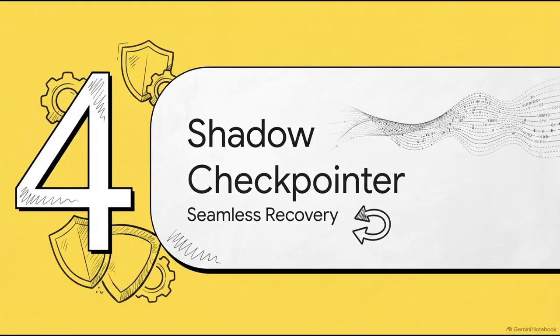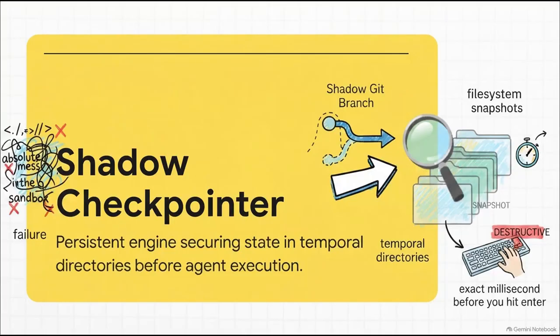Section 4. The Shadow Checkpointer Rescue. Okay, so the code in the sandbox is an absolute mess right now, but you need to get back to work seamlessly. Right at the peak of the failure, you are saved by a truly brilliant piece of architecture. It's called the Shadow Checkpointer.